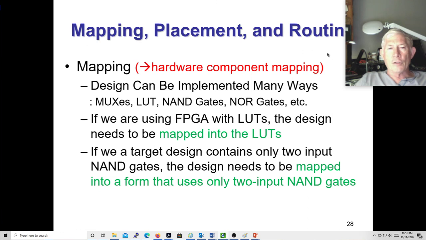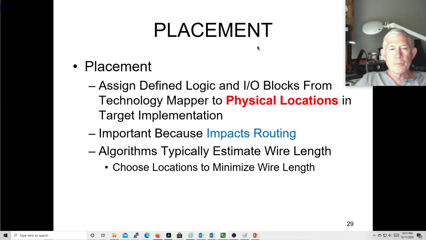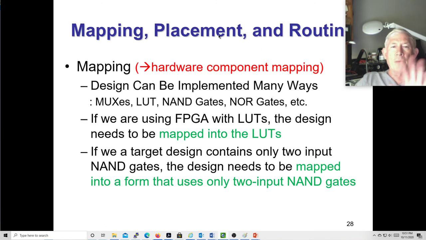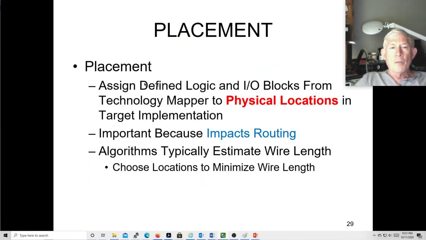And in our case, we're mapping into lookup tables and multiplexers. Placement, on the other hand, has to do with... in the mapping step, we take essentially the netlist that the synthesizer comes up with using the library functionalities, and then that netlist has to be mapped into the actual components, and that's what mapping does.